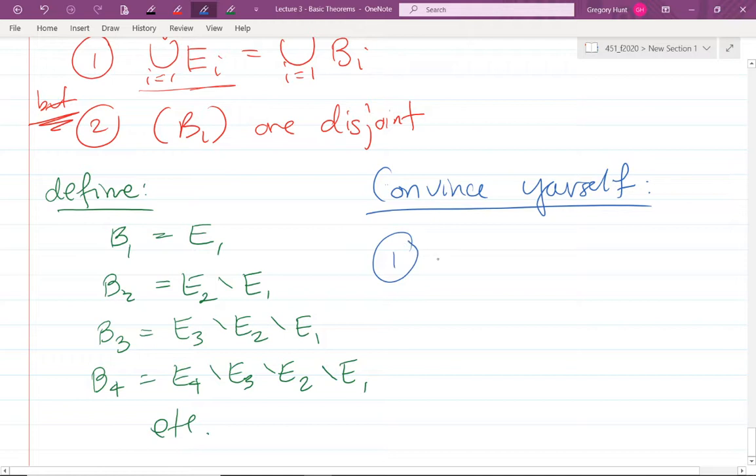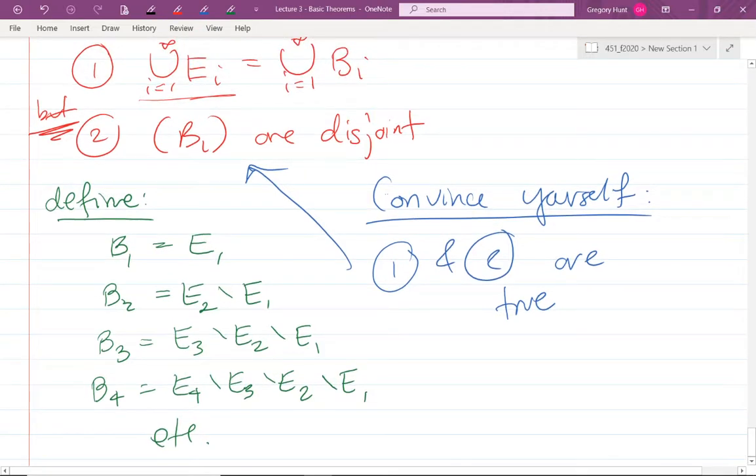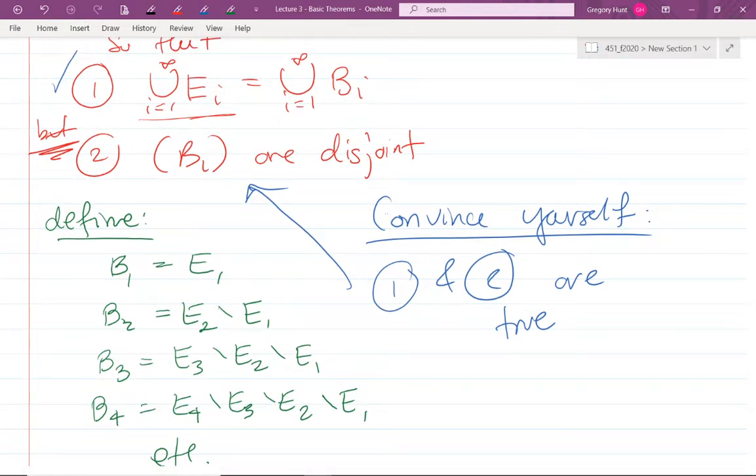One, basically, convince yourself 1 and 2 here are true. So let's just talk about intuition for why these are true. Why is the union of the B sub i the same as the union of the E sub i? Well, the B sub i's contain everything in the E sub i. If you have an element in E sub 1, it's in B sub 1. If it's in E sub 2, it's in B sub 2. If it's in E sub 3, it's in B sub 3. If it's in E4, it's in B4. So 1 here is true. The union of the B sub i contains everything in the E sub i. If it's in the union of the E sub i, it's in one of the E sub i. Therefore, it's in that B sub i. Great.